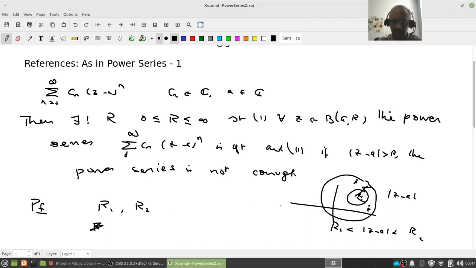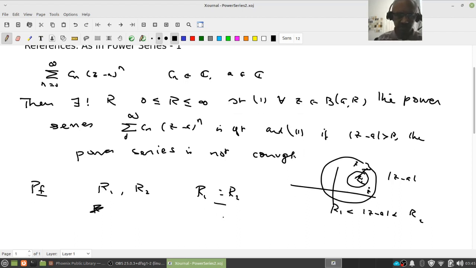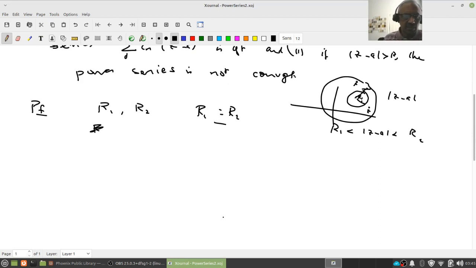Anyway, so now what did we have? It said that for z such that mod z minus a is greater than R1, the series is not convergent. But on the other hand, since mod z minus a is less than R2, and R2 satisfies these two properties, the power series must be convergent. So these are contradictory, and hence we find that there is a unique R if it exists. Now how do I find it? So R is unique. Pause, review, proceed.